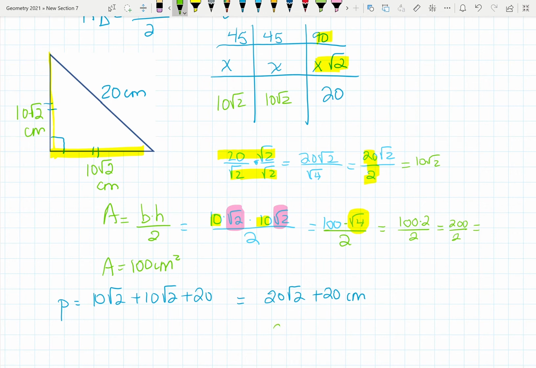If I had 20 square root of 2 plus 20 square root of 2, I could add those because square root of 2 is a common factor, and I would get 40 square root of 2. A question that was asked in class was, what if I had something like 20 square root of 2 plus 50 square root of 5? Could I add those? And the answer is no, because square root of 5 and square root of 2 are not the same. There's no common factor there. So again, the final answer for the perimeter is 20 square root of 2 plus 20 centimeters.